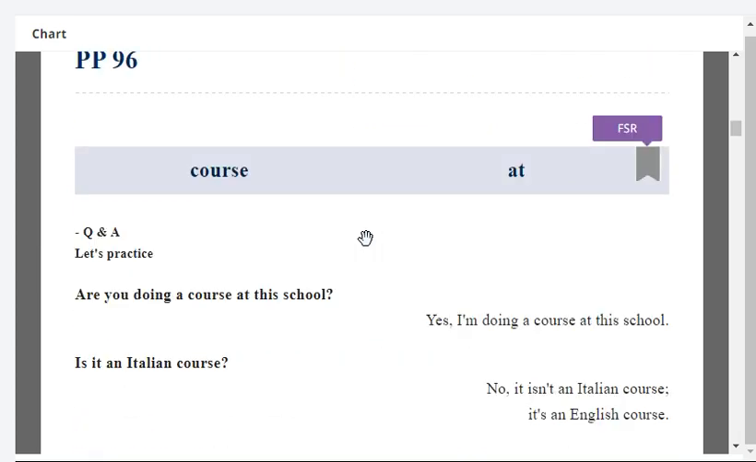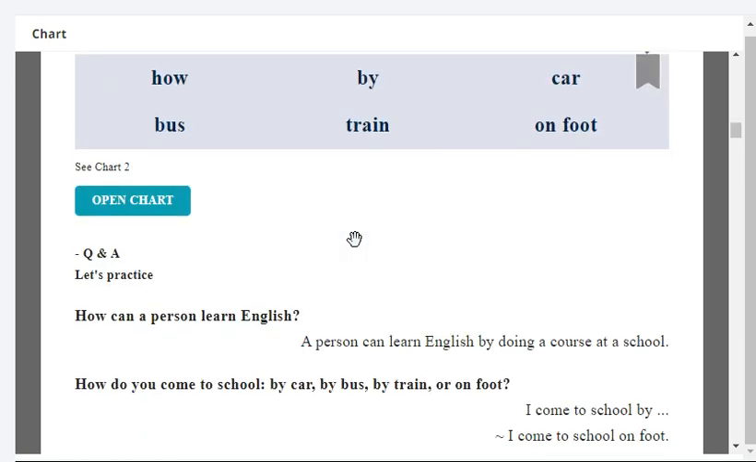Okay. Next. Are you doing a course at this school? Yes, I'm doing a course at this school. Very good. Is it an Italian course? No, it isn't an Italian course. It's an English course. Very good. Okay. How can a person learn English? A person can learn English by doing a course at the school. Very good.